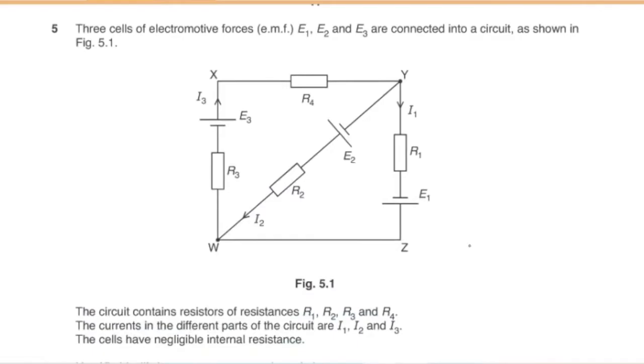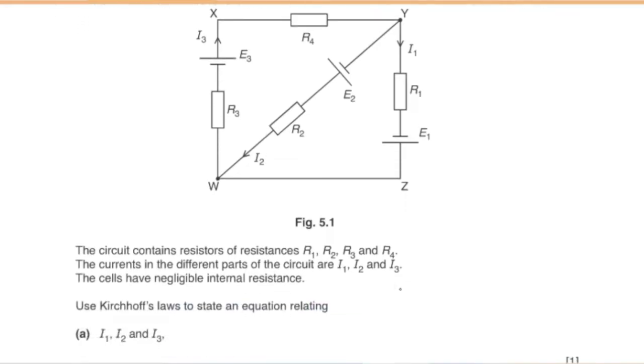Question number 5. 3 cells of electromotive forces E1, E2, and E3 are connected into a circuit as shown in figure 5.1. The circuit contains resistors of resistances R1, R2, R3, and R4. The currents in the different parts of the circuit are I1, I2, and I3. The cells have negligible internal resistance. Use Kirchhoff's laws to state an equation relating part 1, all the currents I1, I2, and I3.